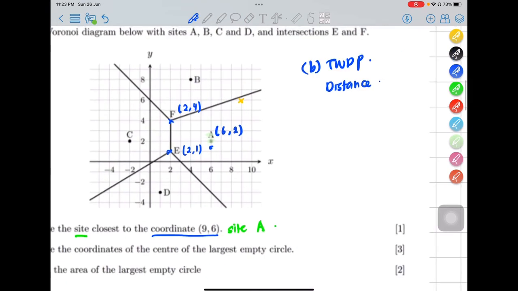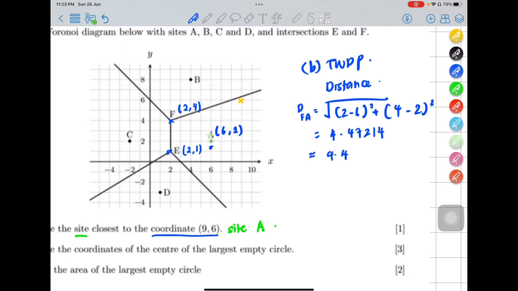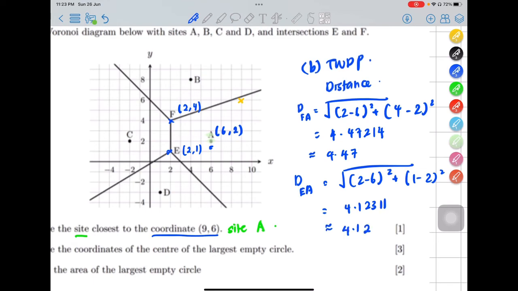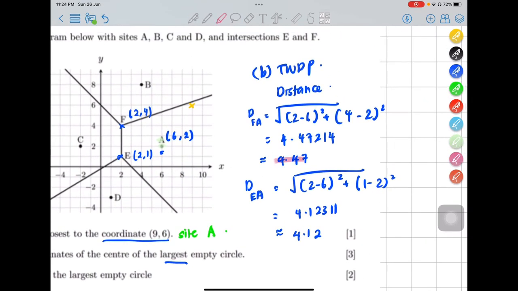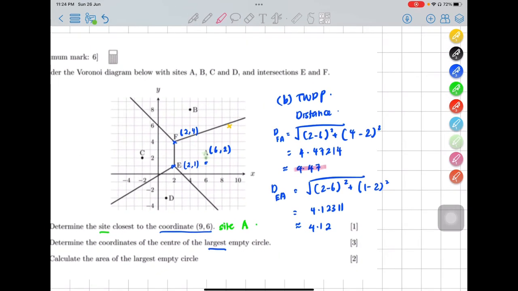Okay, so to calculate it, we have to calculate the distance of FA. So we will get this working, and the answer is 4.47124. And next we will calculate the distance for E and A, and the final answer is 4.12311. Given three significant figures, we will get 4.12. So the largest empty circle will be the distance from F to site B.